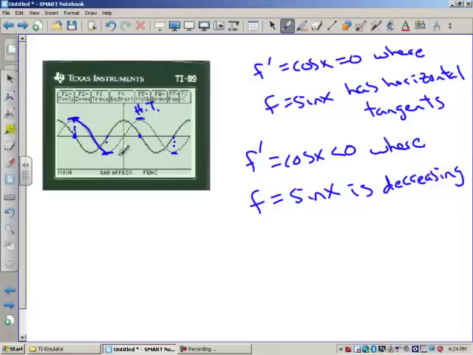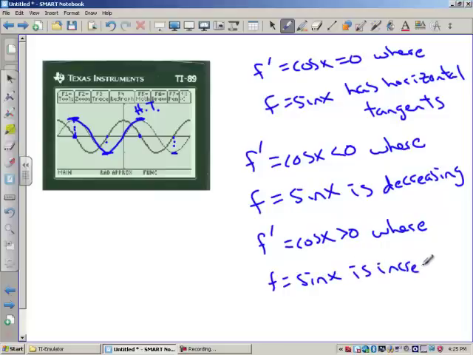Then take a look at what happens after that. When sine starts to increase and you have positive slopes, where is the graph of the derivative? The derivative is above the x-axis. So f prime, which is cosine, is positive, where our graph of sine is increasing. So this is why cosine is the derivative of sine. It describes the slopes. Everywhere sine has horizontal tangents, it has zeros. Everywhere sine is decreasing, it's below the x-axis. And everywhere sine is increasing, it's above the x-axis.